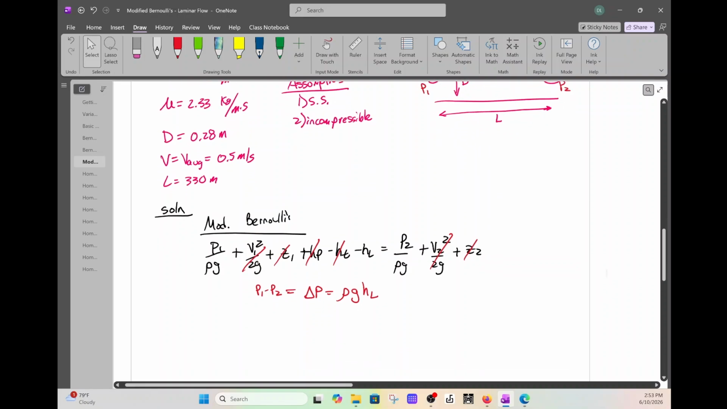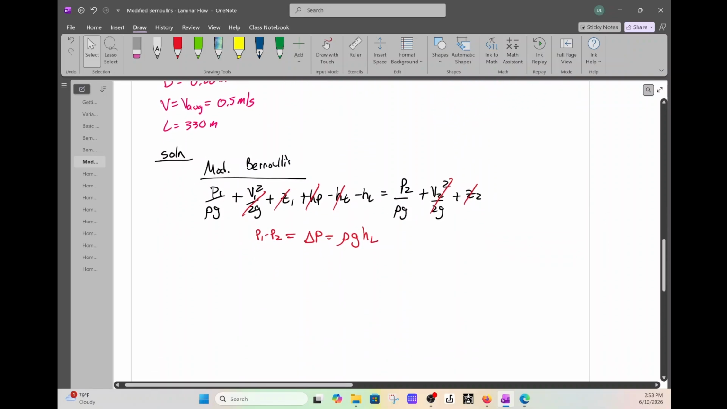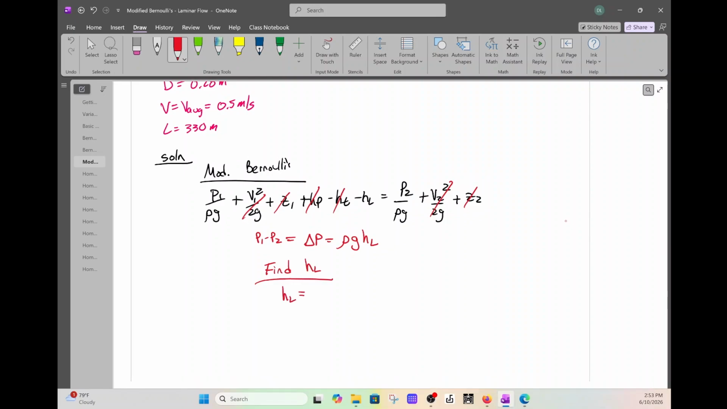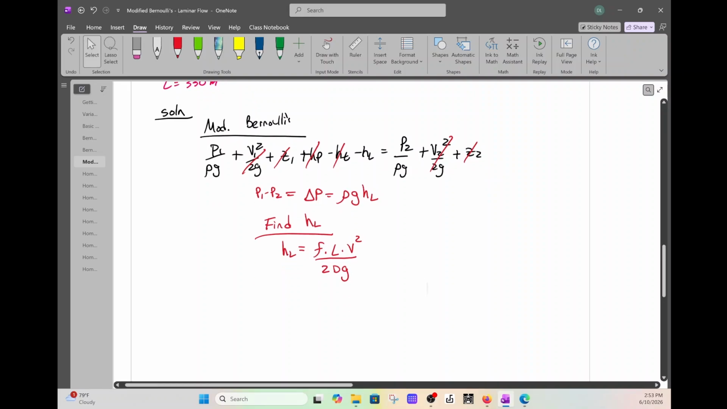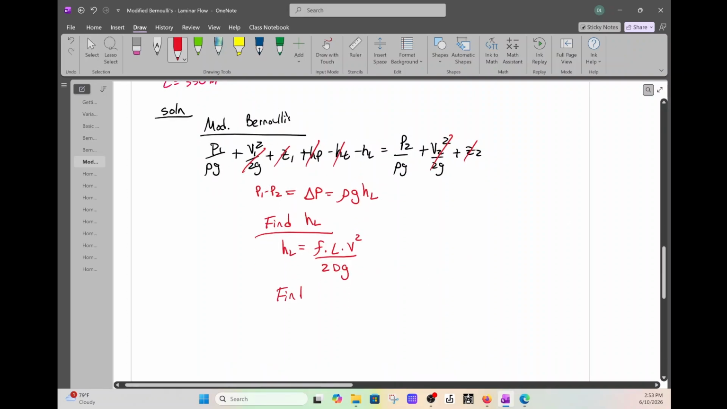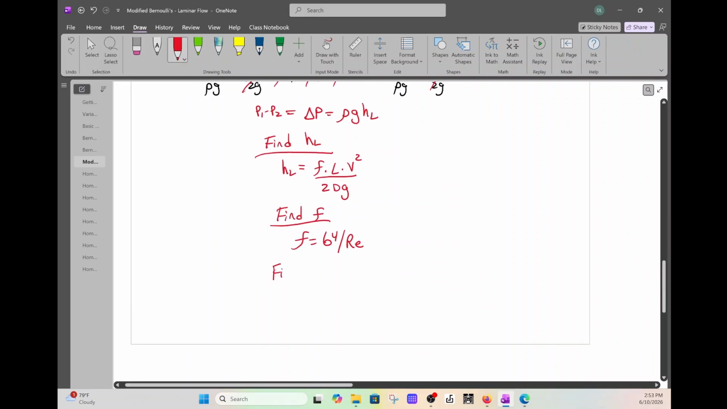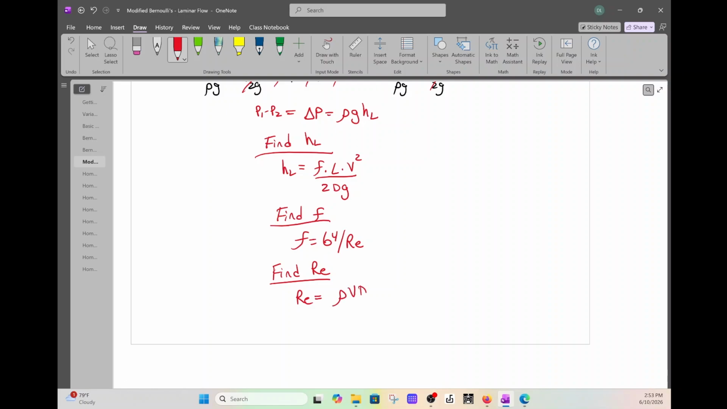Cool. All right, so we use the modified Bernoulli's. We solve for delta P. Now we can find HL. And HL we said was f times L times V squared over 2Dg. All right, we need to find f. f equals 64 over the Reynolds number. Okay, we need to find a Reynolds number. Reynolds number equals rho VD over mu.